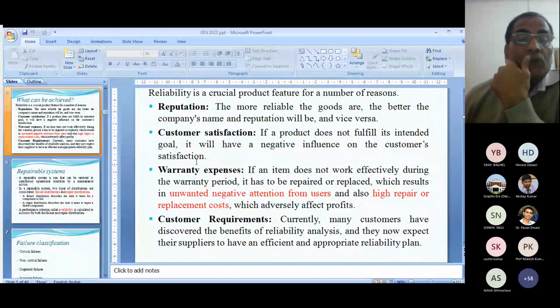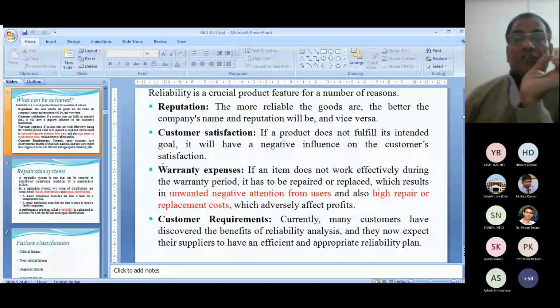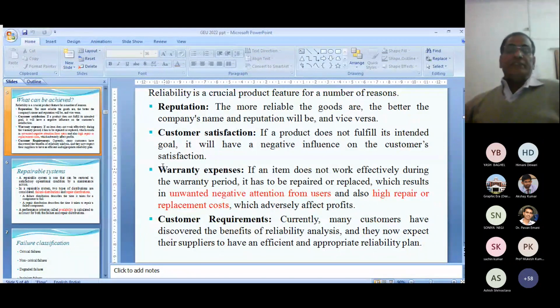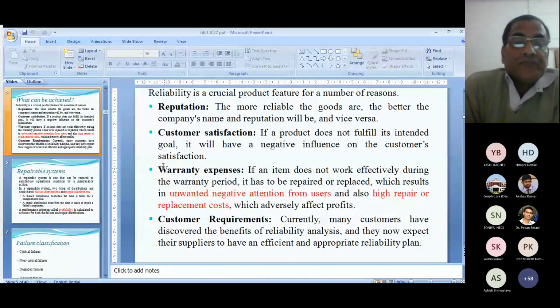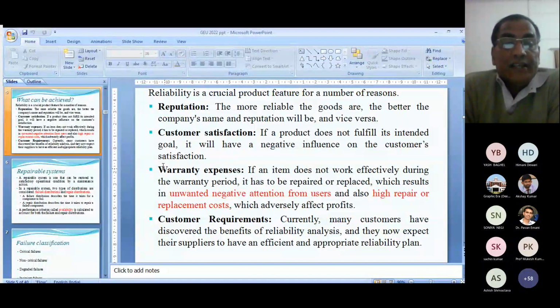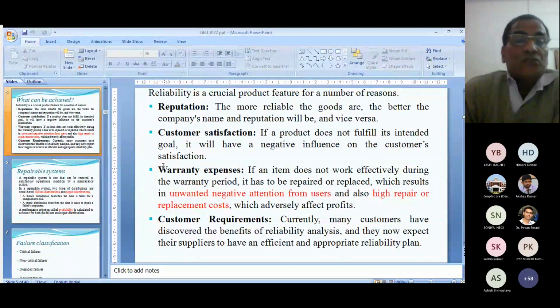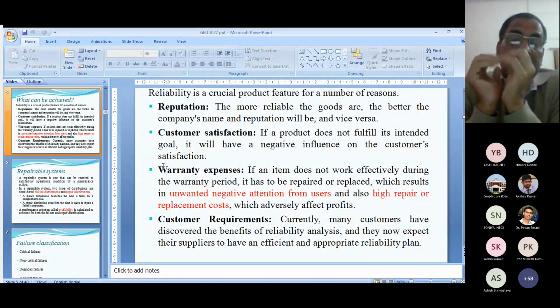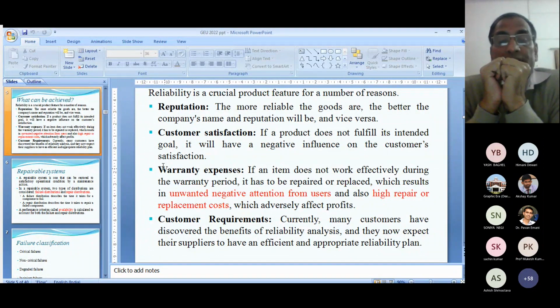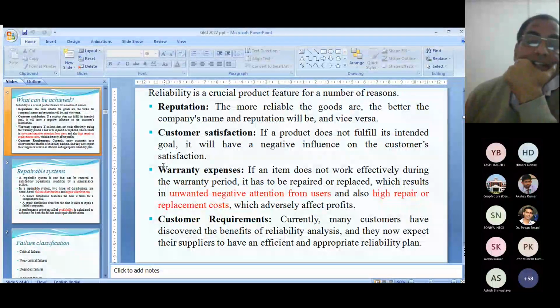Hence, before giving any warranty or guarantee, reliability testing is made. But even so, sometimes it may happen that during that period more failures are noticed. If that happens, then definitely it will not be good for the company. And lastly, nowadays the customer's requirements also include what other features are being provided as far as reliability is concerned.